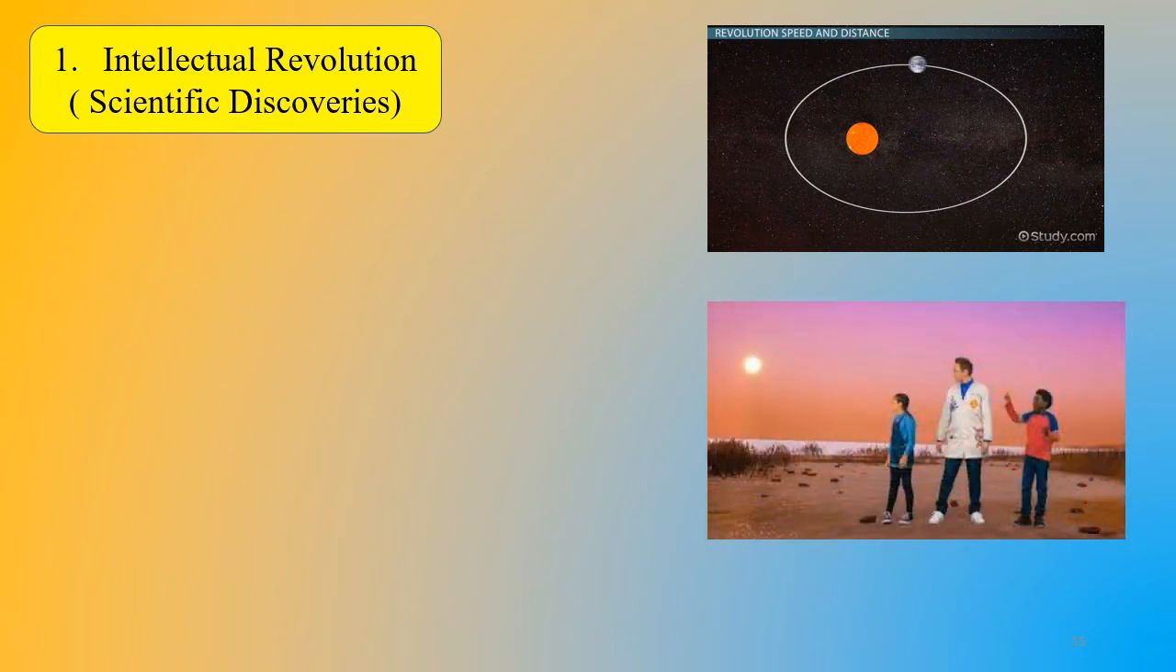Look at these two pictures. This is the revolution speed and distance, Earth's revolution. The Earth revolves around the sun and the people are watching the planets.